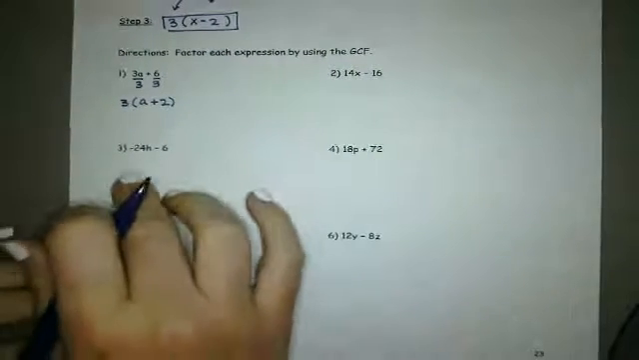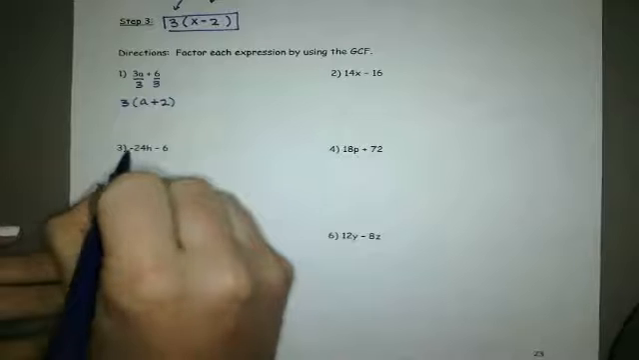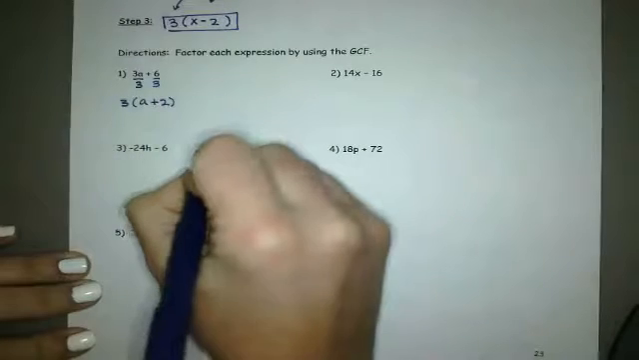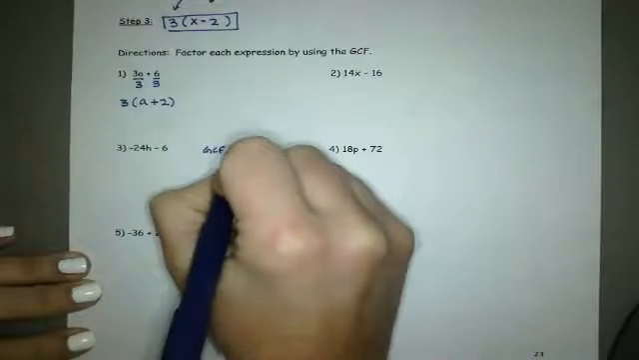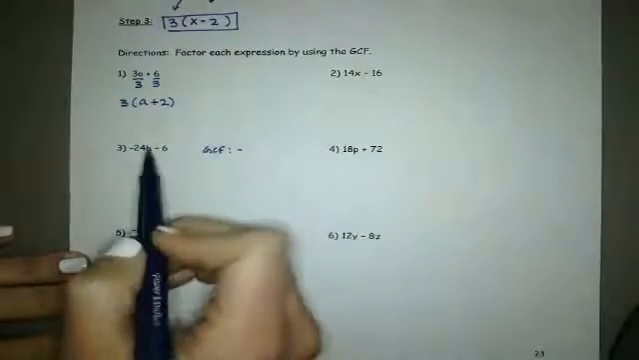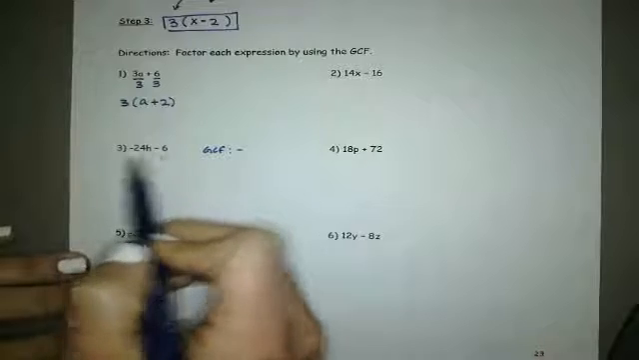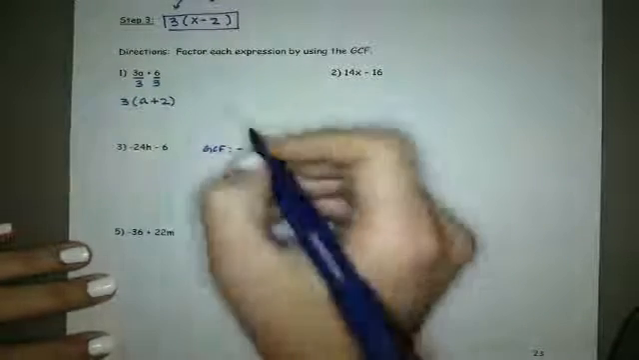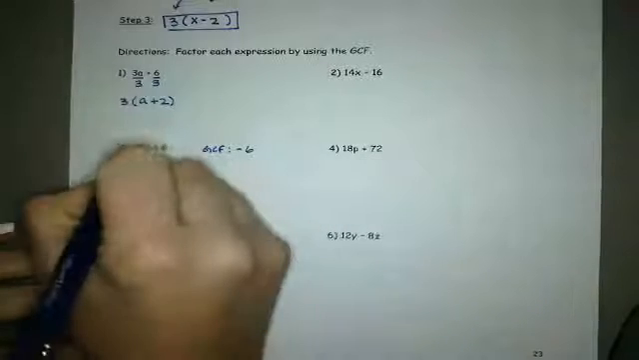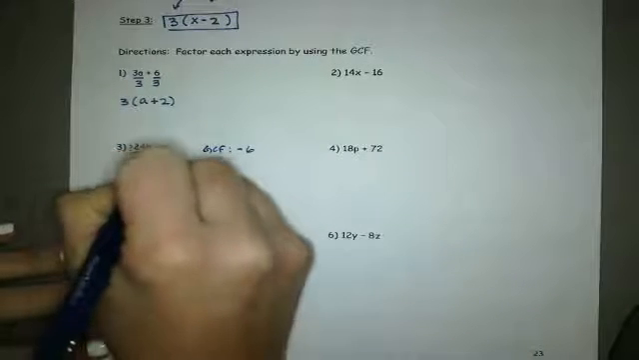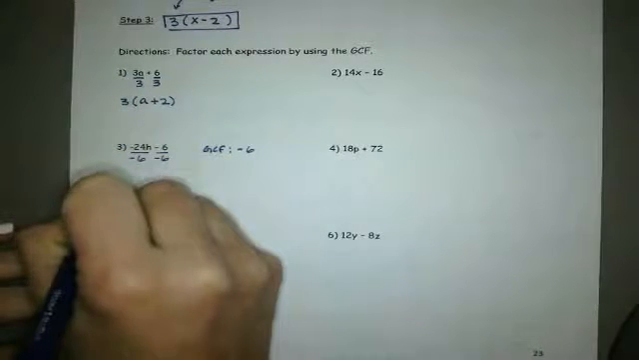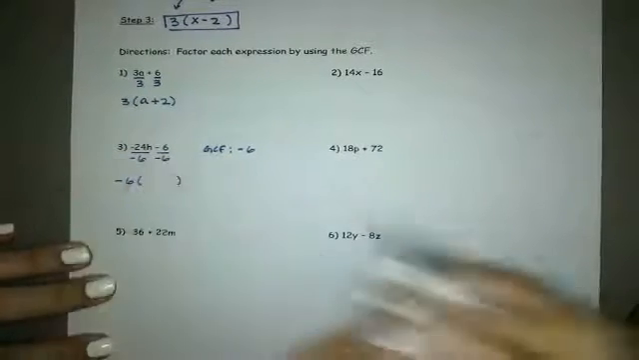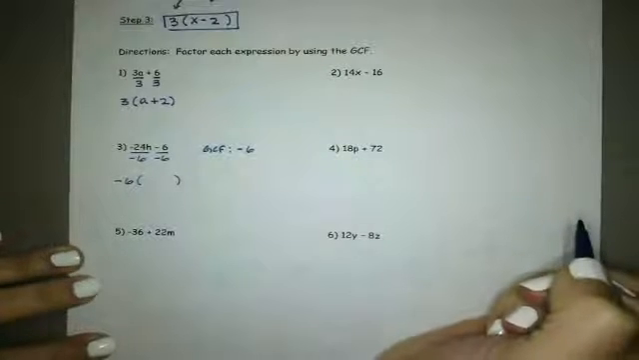Number 3, the GCF. Now, they're both negative, okay? So we're going to start with our GCF being a negative. Only this one has an H, so there's not an H in common, so we don't need to worry about that. So the GCF of 6 and 24 is 6. So we're going to divide each term by negative 6, and then we kick the negative 6 out.